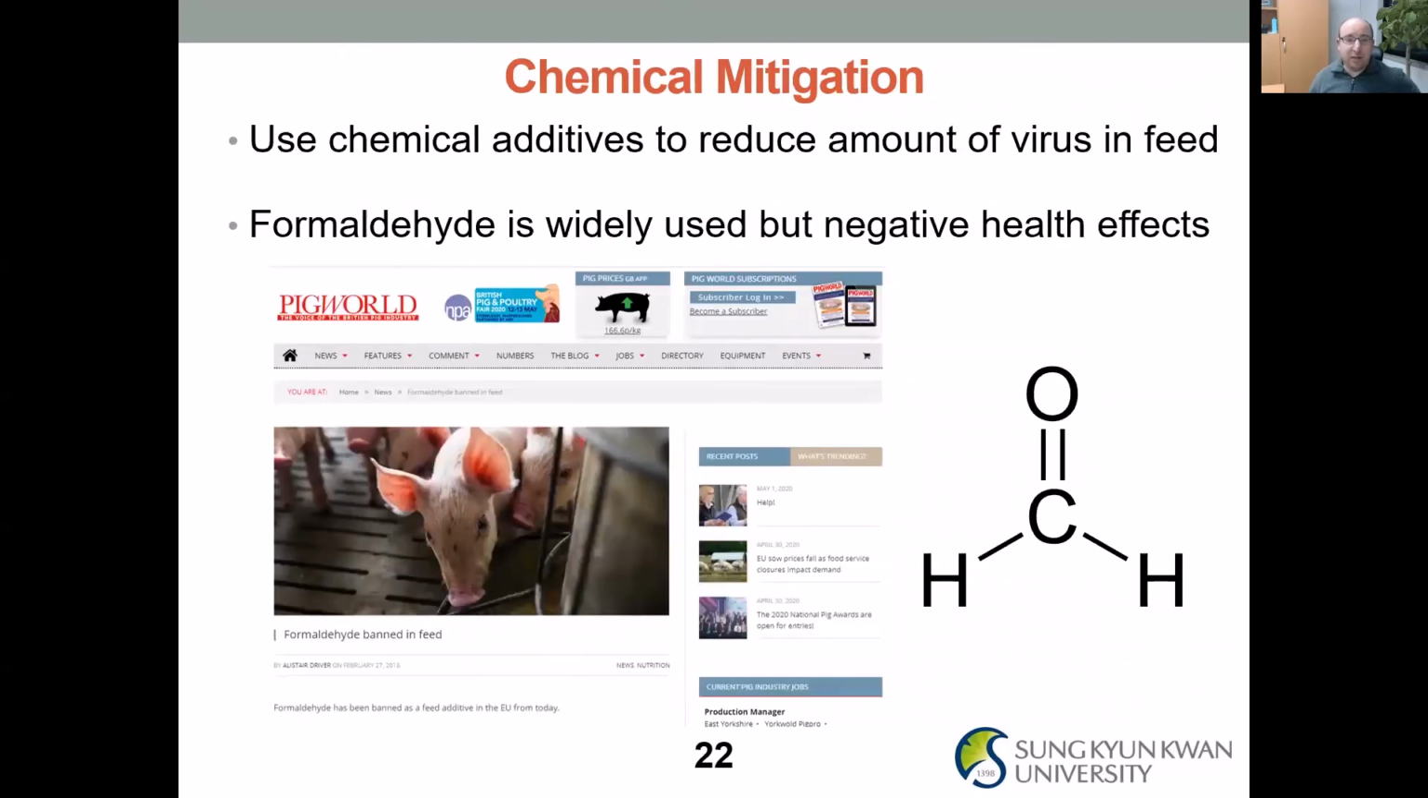So until recently, one of the most common chemical feed additives that was used to stop bacterial infections and also potentially mitigate against viruses was called formaldehyde. Now, formaldehyde is still used in certain parts of the world, but many different parts of the world, including the European Union, have begun to ban formaldehyde due to negative health effects, such as increased cancer risk, because this molecule is carcinogenic. So there's been a lot of interest in exploring natural feed additives that can replace formaldehyde.